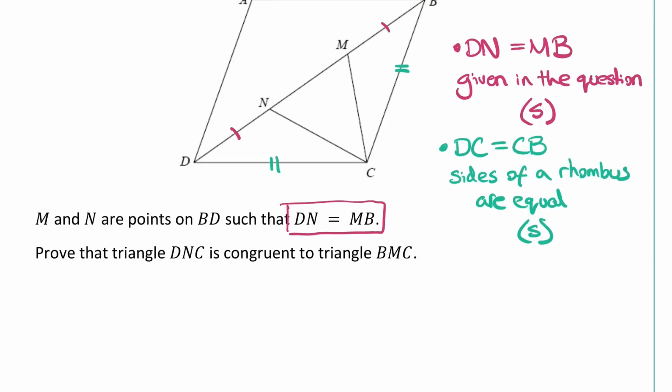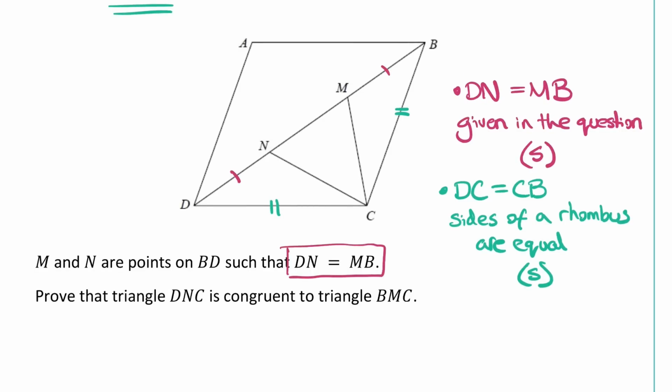Now, ideally, we could finish this proof off if the angle between them is also equal. So the angle between those sides, here is this one, and here is this one. So is there any way that we can say that's equal? Well, that diagonal line is splitting the rhombus in half. I don't know how we'd explain that. It's quite a strange explanation, that one. There's not really any mathematical sort of things to say when we split something in half.